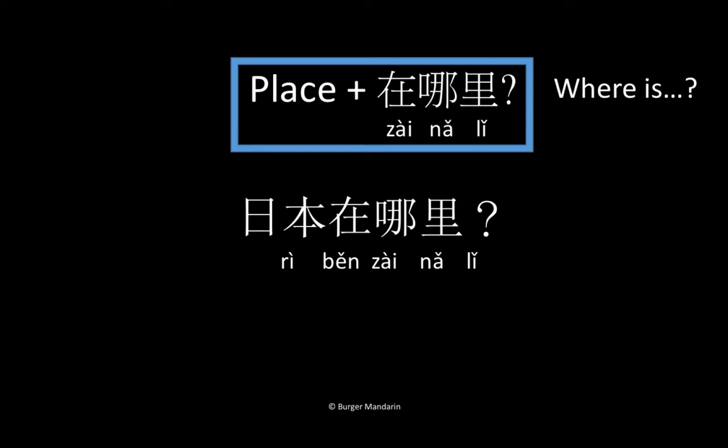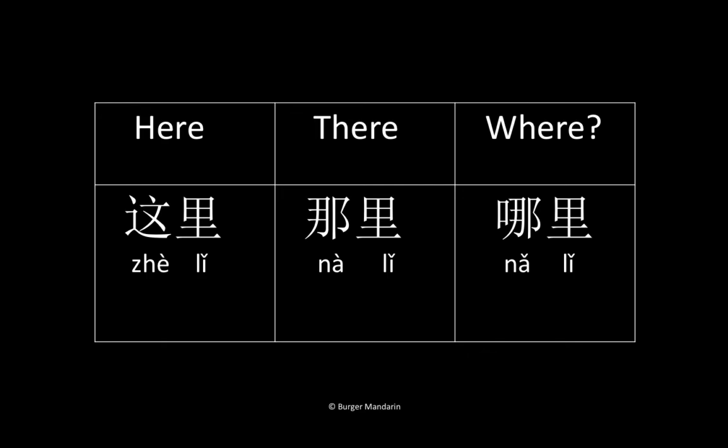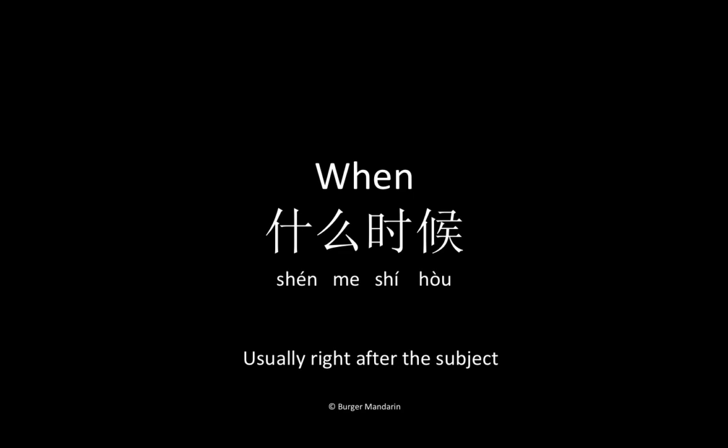For example, if you want to say where is Japan, you can say 日本在哪里? 日本 is Japan. Or if you want to say where is your home, you can say 你家在哪里? 你家 means your house. Now, we've already said that the word 里 means place. So here in Chinese is 这里, which literally means this place. And there in Chinese is 那里, which literally means that place. Where in Chinese is 哪里, which literally means which place. 这里, 那里, 哪里.